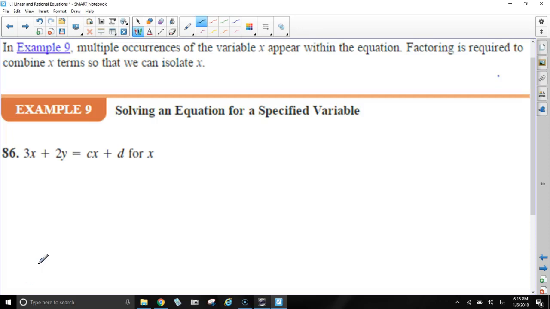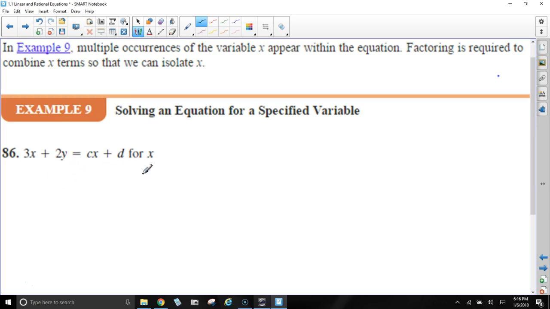Here in example 9, it states that multiple occurrences of the variable appear within the equation. We're asked to solve this equation for x, but we have an x here and we have an x here. That doesn't have an x and that doesn't have an x. So how are we going to get just x equals whatever it's supposed to be equal to?